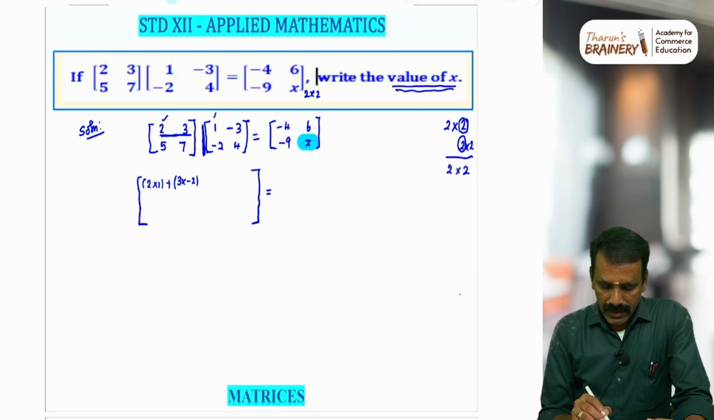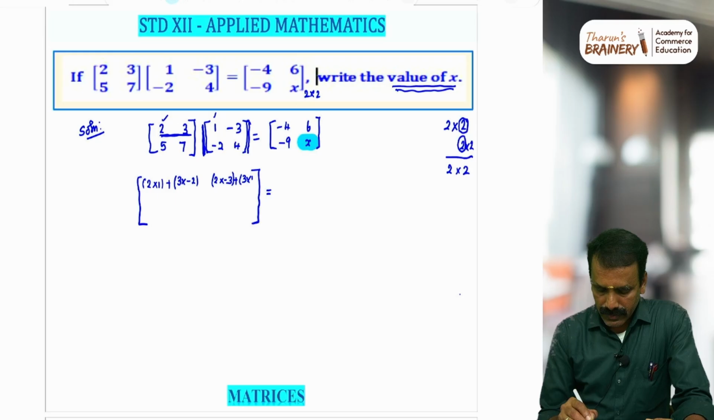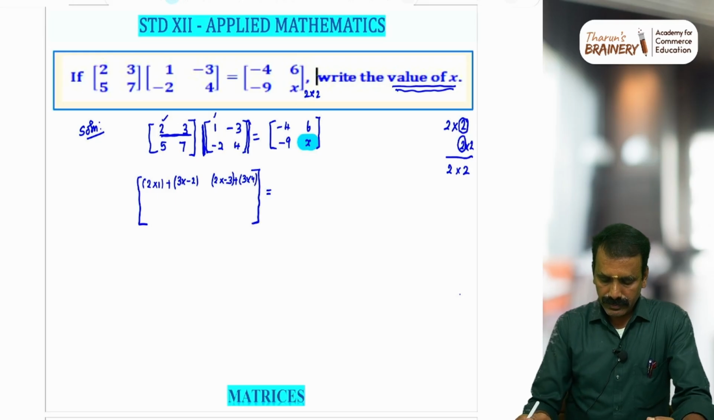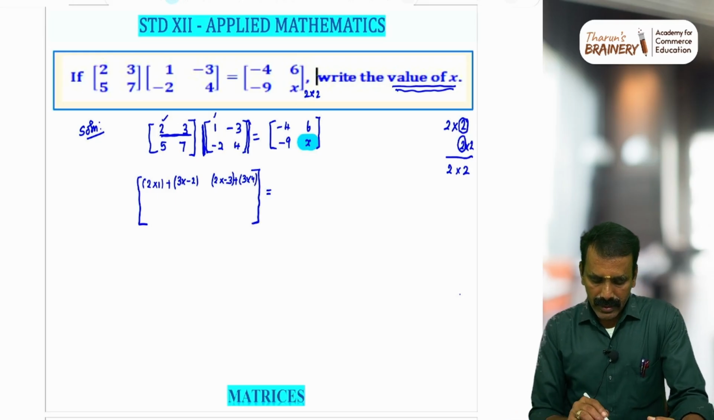Next, first row, second column. So the first row is multiplied with the second column element. So 2 into minus 3, so 2 multiplied with minus 3, plus 3 into 4. 3 multiplied with 4. Okay. So we got the first row first column element and the first row second column element.